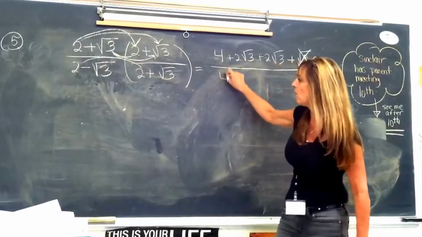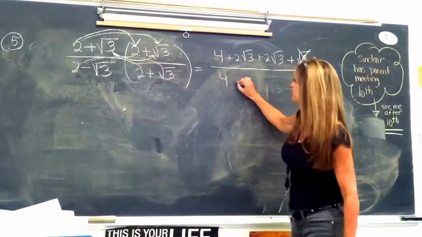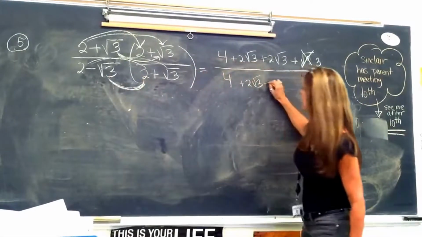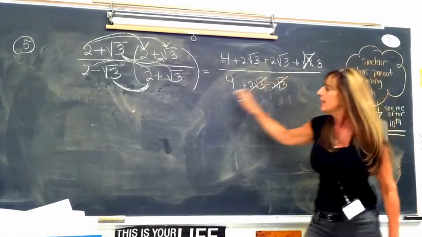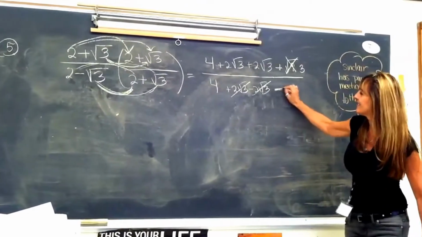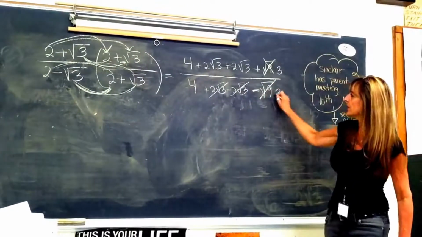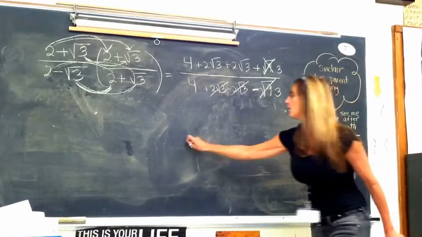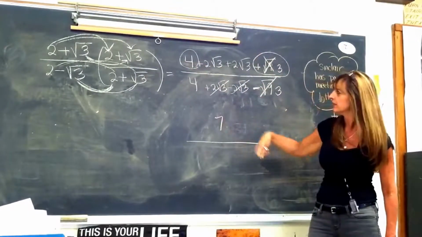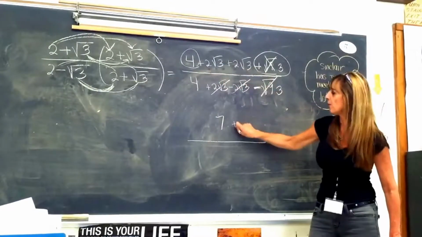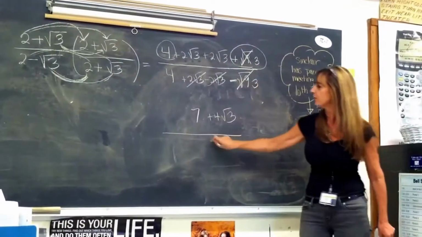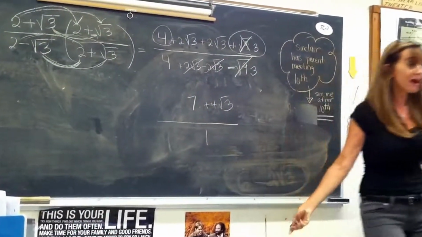2 times 2 is 4. 2 times positive rad 3 and 2 times negative rad 3 cancel out. And then I have negative rad 3 times positive rad 3 is negative rad 9, which is really negative 3. So, clean it all up. The top, 4 plus 3 makes 7. 2 rad 3 plus 2 rad 3 is 4 rad 3. And on the bottom, I have a 4 minus a 3, which is a 1. Did I do it right?